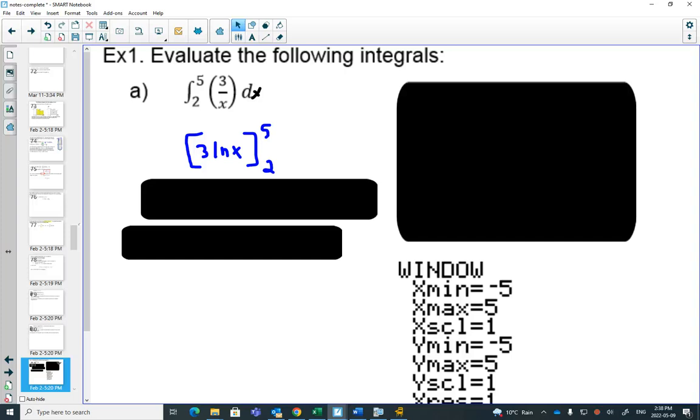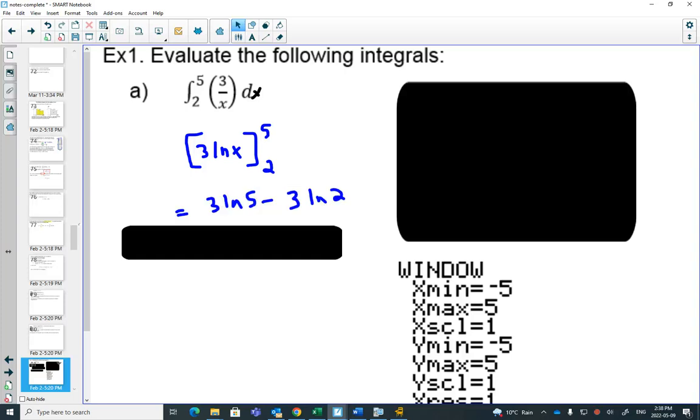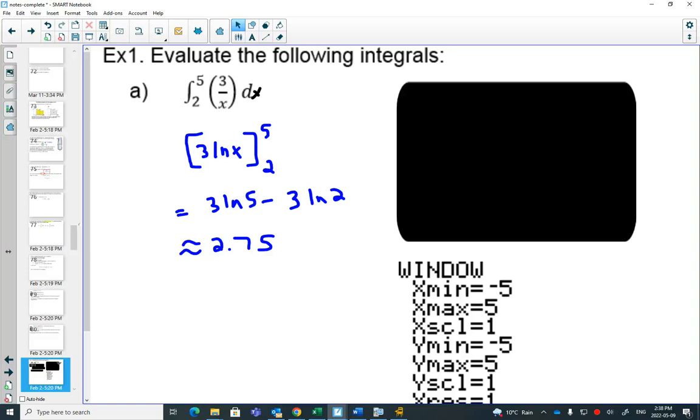Then plug in 5, plug in 2, and subtract. So plugging in 5, I get 3 natural log of 5. Plugging in 2, I would get 3 natural log of 2. Typing that into my calculator, I get 2.75. What did we just find?